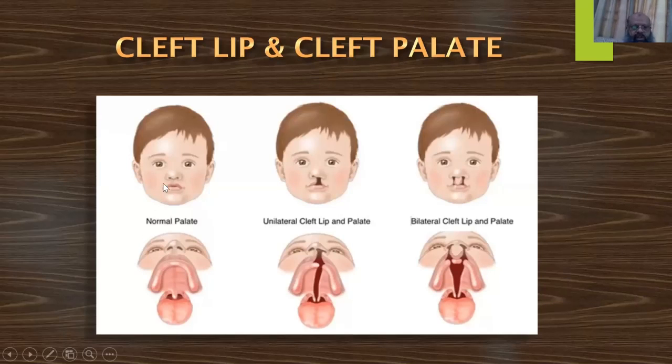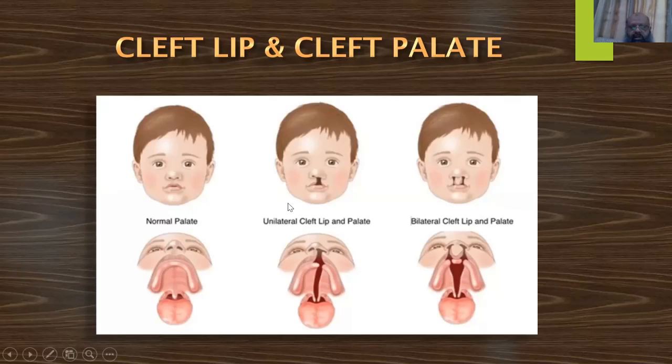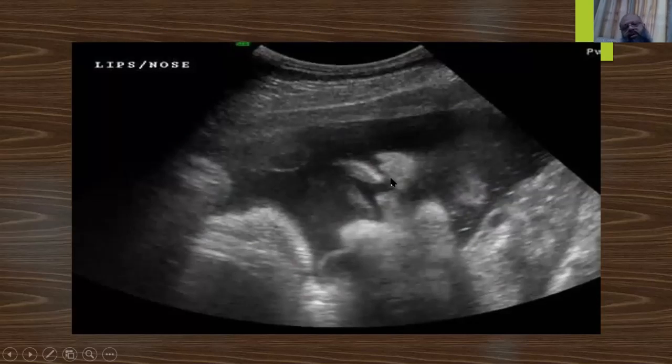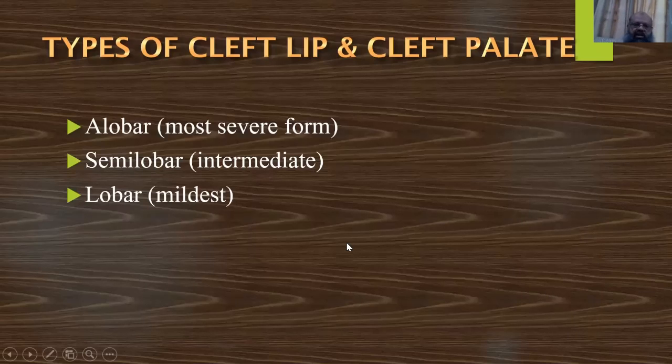Cleft lip. This is the normal palate, normal lips, unilateral, one-sided cleft lip and palate, and bilateral, both sides. It will appear like this. This is bilateral cleft lip and palate. This is unilateral cleft lip and palate. This is normal. Here you can see that it is unilateral, this sided. Here is again a unilateral cleft lip, left sided. So cleft lip and cleft palate can be seen in different angles in the cut sections.